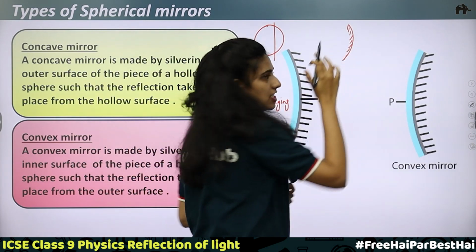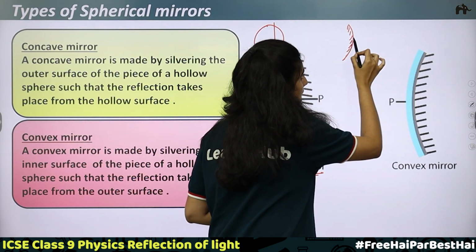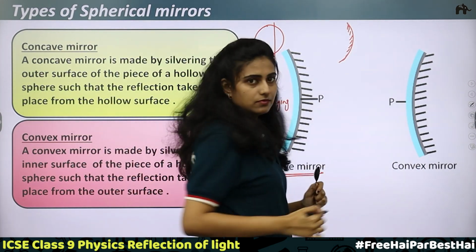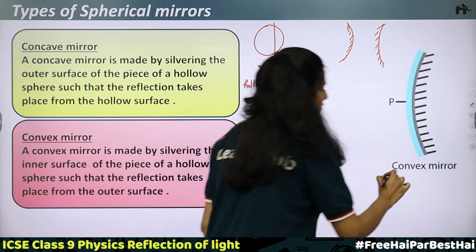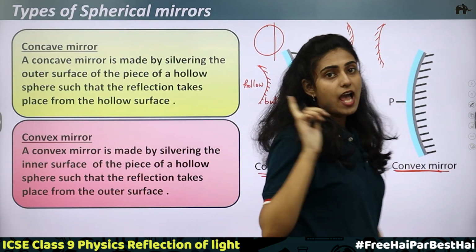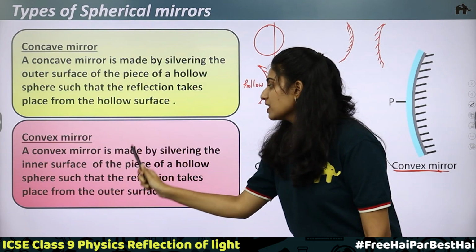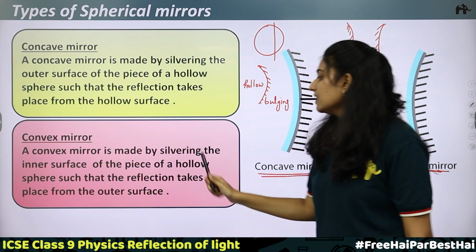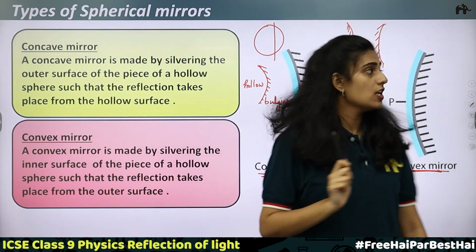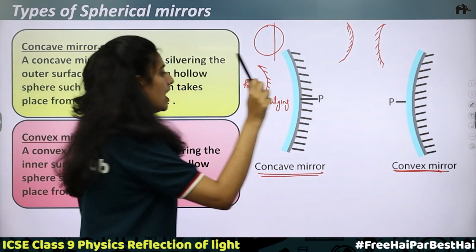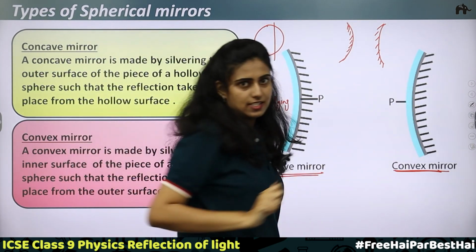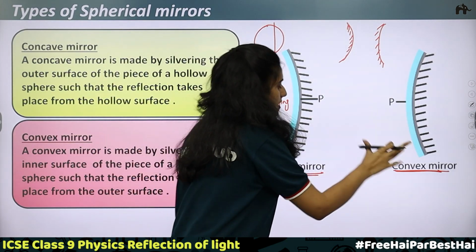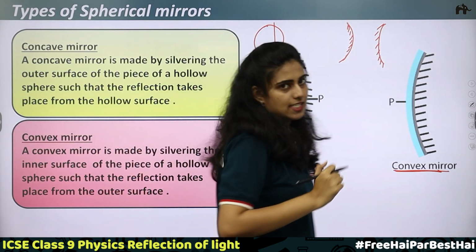So here reflection will take place when light rays strike the bulging part, that is the outside. So this is a convex mirror. Concave mirror and convex mirror. A convex mirror is made by silvering the inner surface of a piece of a hollow sphere such that the reflection takes place from the outer surface. So here the reflection is from the inner surface and here the reflection is from the outer surface. There are two other names for concave mirrors and convex mirrors, which we will be discussing later.